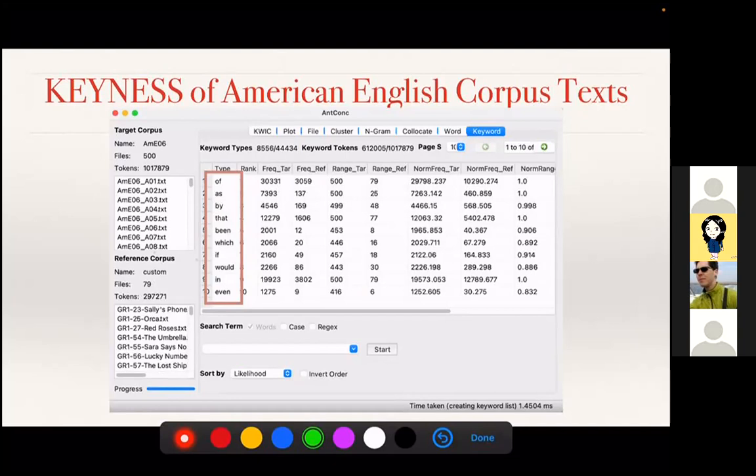So the list of negative keywords is the list of words that are not in the reference corpus. In this case, it's the graded reader. So the graded reader doesn't have these prepositions or connectors like which or if, that make the relative clause or conditional clause or any kind of clause. And would is another one. So this is the concept of keyness.